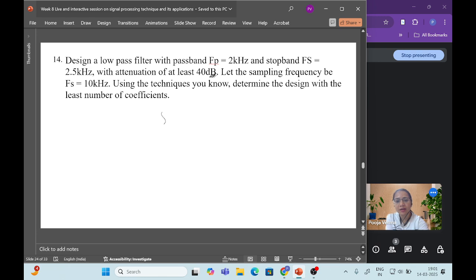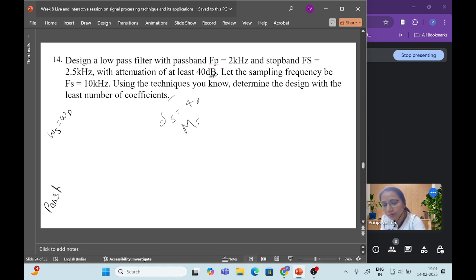Here they have directly given delta S or delta P as 40 dB. Let the sampling frequency Fs be 10 kilohertz. Using the technique you know, determine the design with the least number of coefficients. That means M must be the least number of coefficients, the lowest one. Now fp and fs are given, and what we require are omega s and omega p. So from here first we have to derive omega s and omega p.